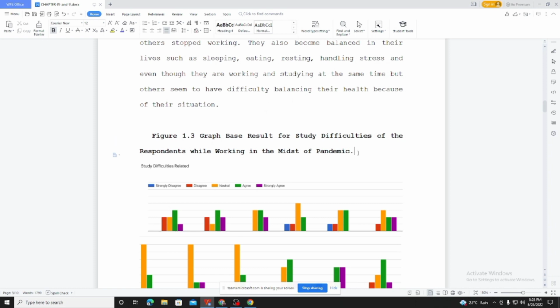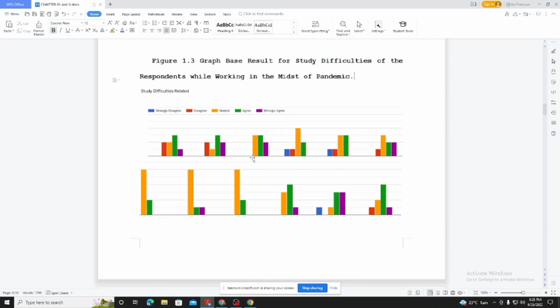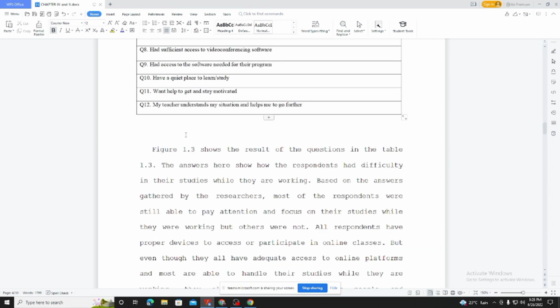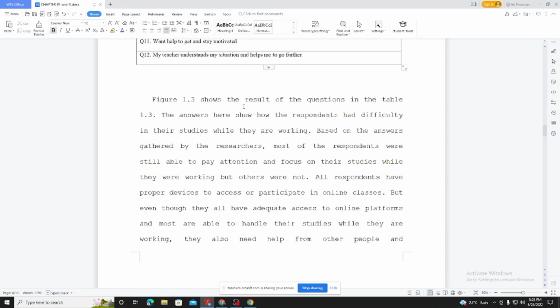Sunod naman po itong figure 1.3, yung graph-based result, the study difficulties of the respondents while working in the midst of pandemics. Ito po yung graph niya. Then po yung sa question po, ito po. Then, shows the result of the question in the table 1.3. The answer here shows how the respondent had difficulty in their study while they are working.